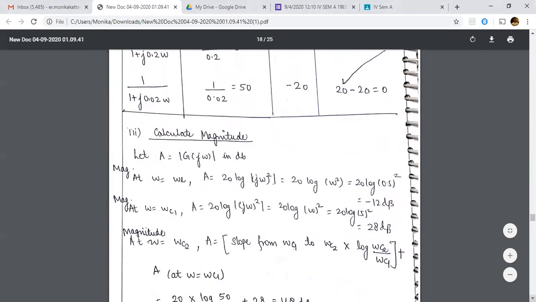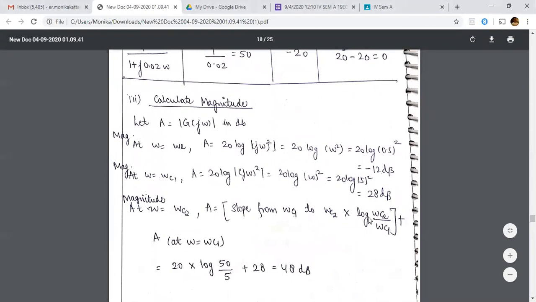Clear? Now, into what is omega C2? It is 50. Log of 50. What is omega C1? It is 5. So you just substitute the values. Log of 50 by 5 plus the magnitude at omega equals omega C1. Just now you calculated the magnitude at omega C1. It is 28 dB, so you write plus 28. Just solve this to get the magnitude at omega equals omega C2. You got 48 dB. Just substitute in the formula. Is that clear?